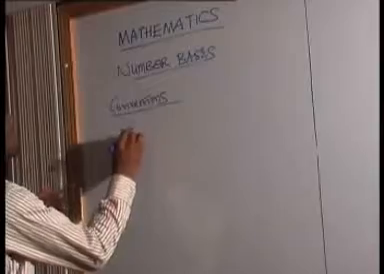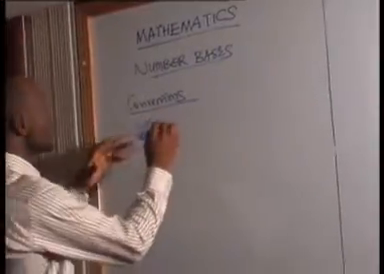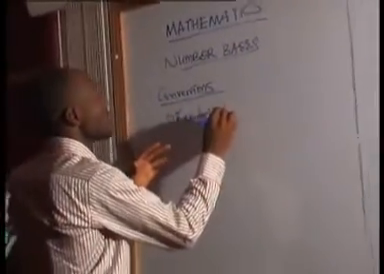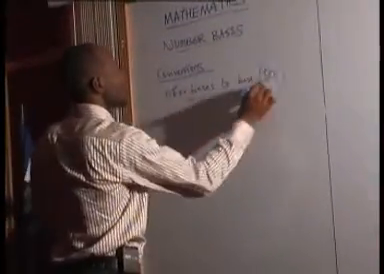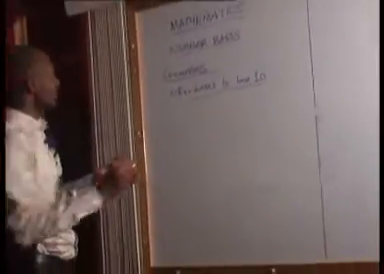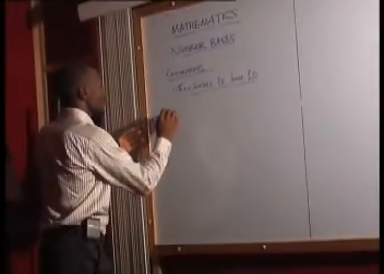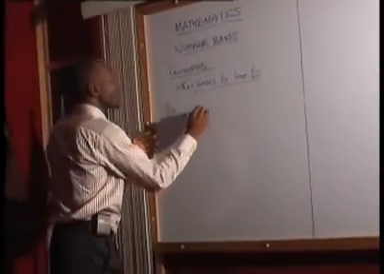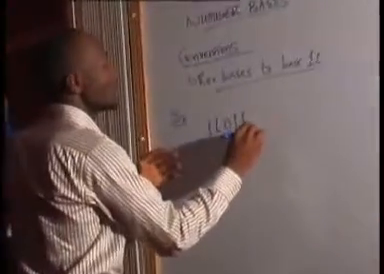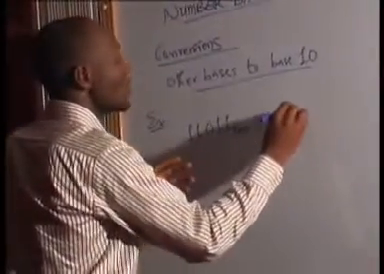So we'll now move to converting from other bases to base what? Base 10. Let's start with base 2, our binary number. For example, you have to convert 11011. This is a number in base 2 to base what? Base 10.